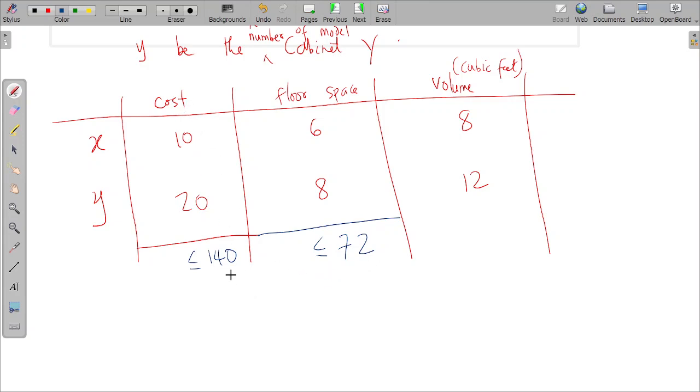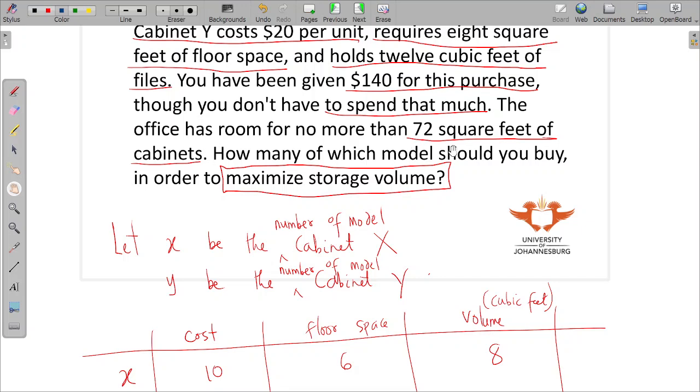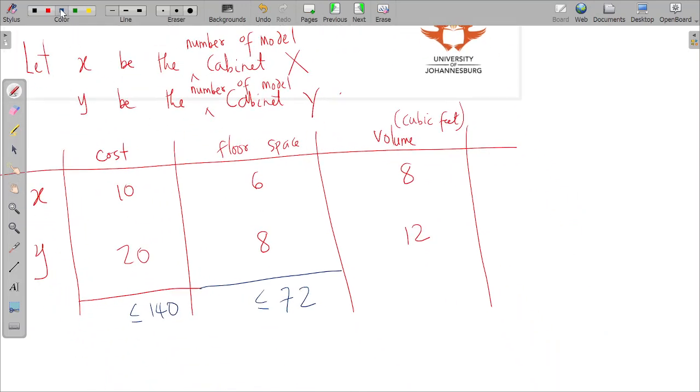So the cost has a limitation. The floor space also has a limitation. Let's see, maybe this volume has a limitation. Okay, how many of which? So there's no limitation for volume. So anyone you don't have limitation on, that will be automatically our objective function. That will be our objective function. Please take note of that.